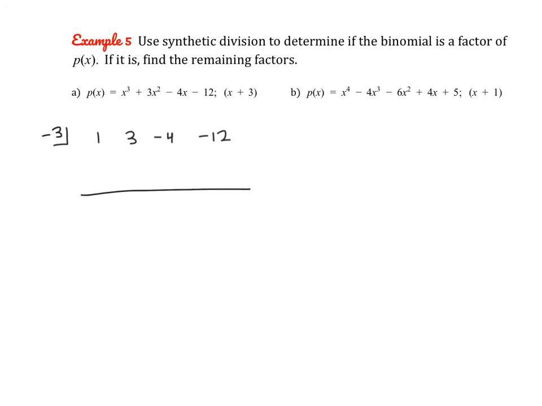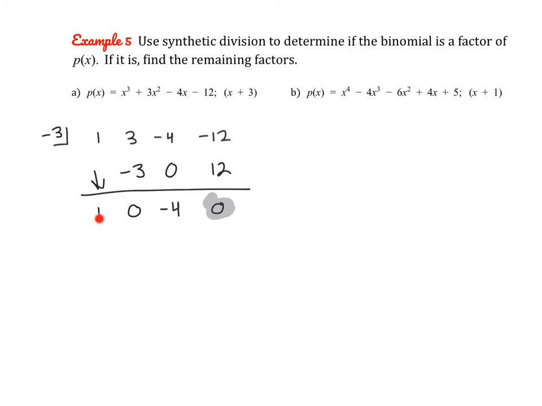Okay, so let's do quick synthetic division. Drop it down, multiply, and add. Multiply, and add, and then multiply, and add. So you can see here, since our remainder is 0, that means that yes, x plus 3 is a factor. So we have one factor of this polynomial, and now we can find the remaining factors by writing what we have left.